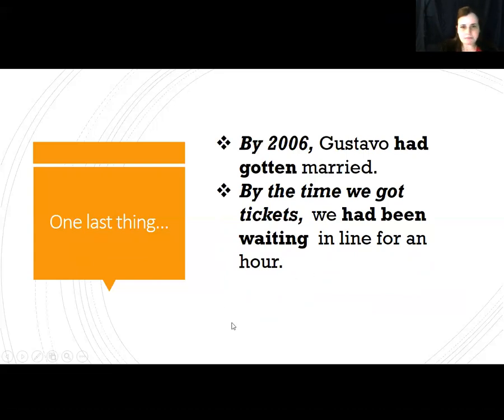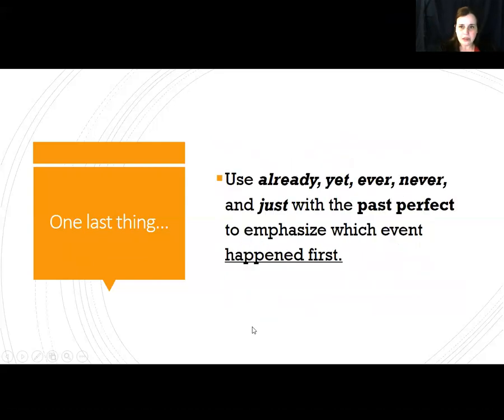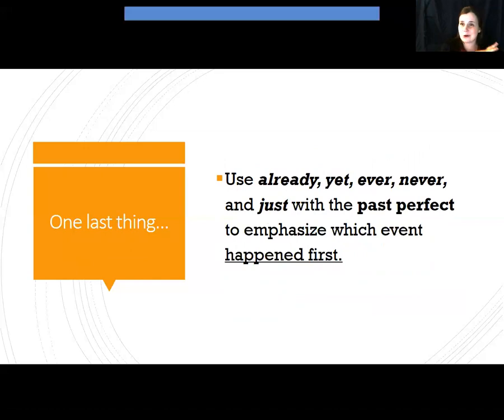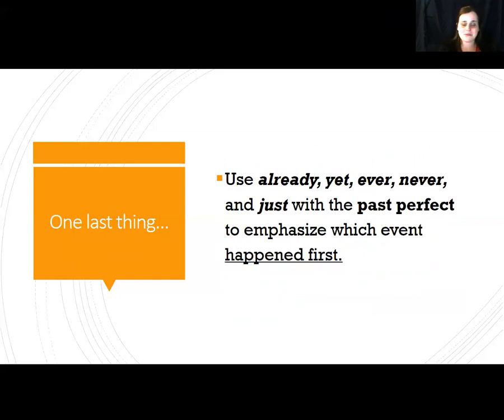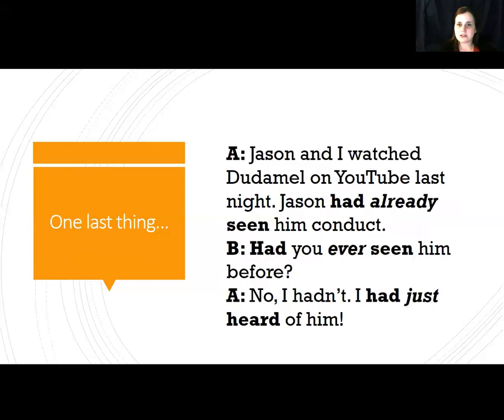Let's see. We use the words already, yet, ever, never, and just with the past perfect to emphasize which event happened first. I'm not sure if you noticed this, but as I was talking earlier, I actually used this form when I was speaking. I kind of mentally noticed it myself. So let's look at an example.